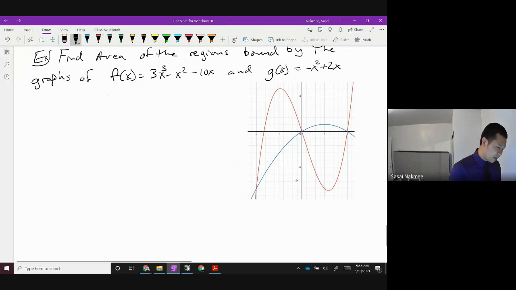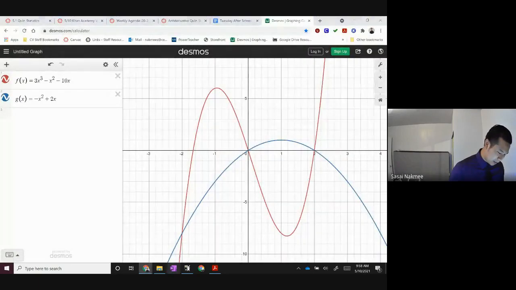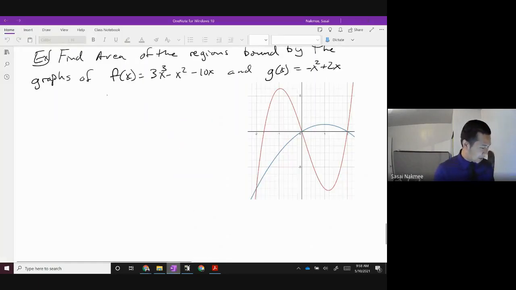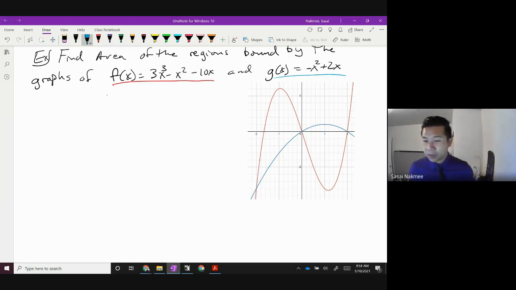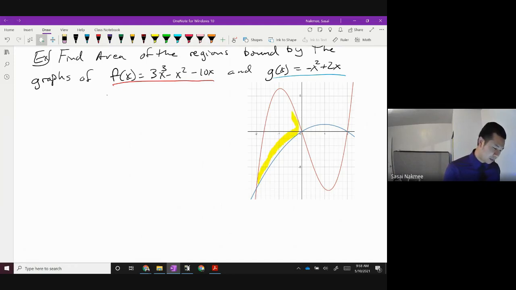The red graph. Come on, OneNote. Why you got to do this to me now? There we go. So the red graph is this one right here. And then the blue graph is your g of x right there. So you guys can see the region that we need to calculate, the region that's bound by these two graphs right here. Hopefully you guys can see it. Here's the first region, like so, and here's the second region, like so.